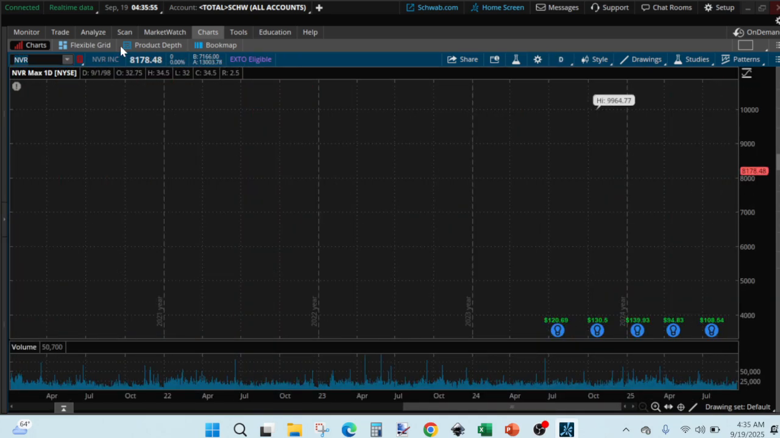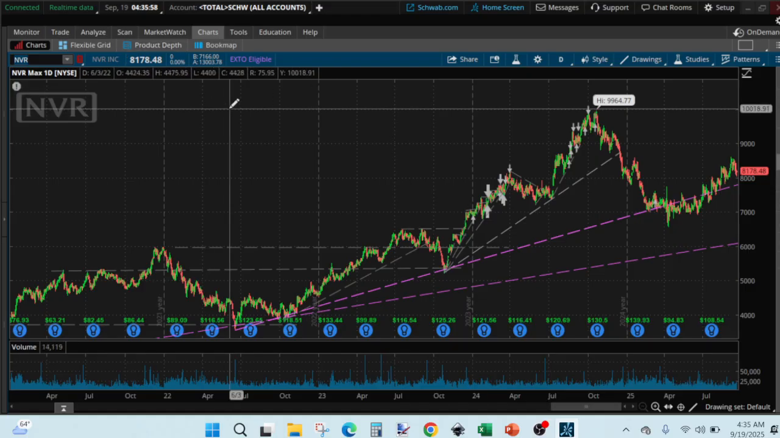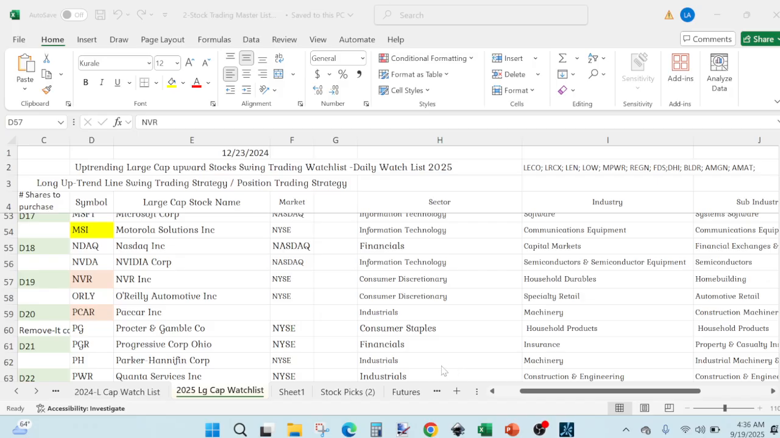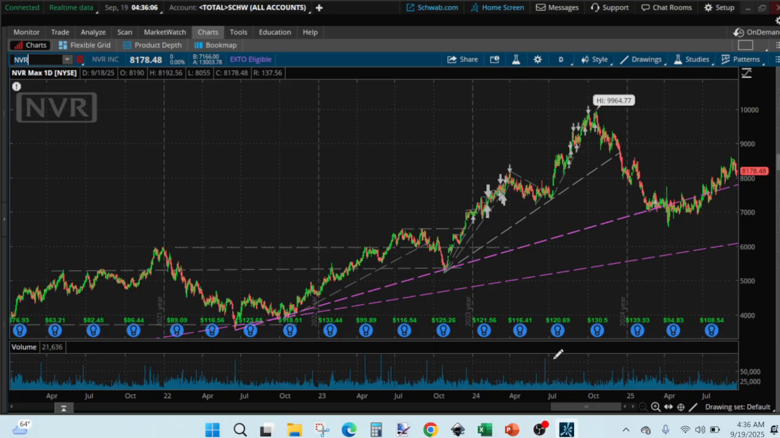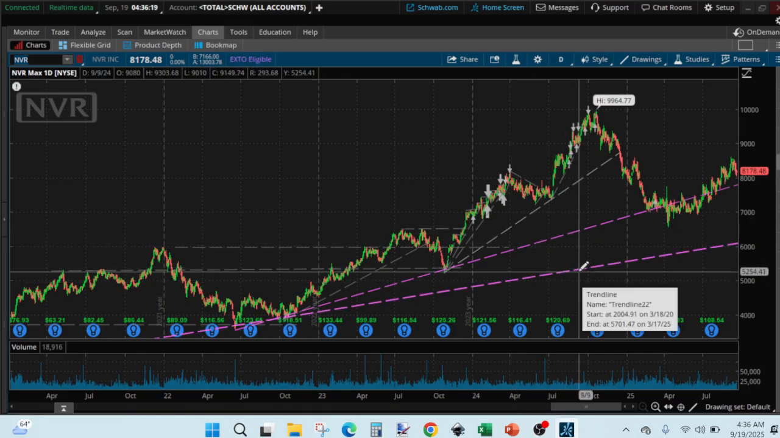And NVR is highlighted on our watch list because we purchased it and we have not sold it yet. So the trend lines, here we have two that we changed the color for. The default color is that one, so we change it because we are going to buy it at either one of those lines.